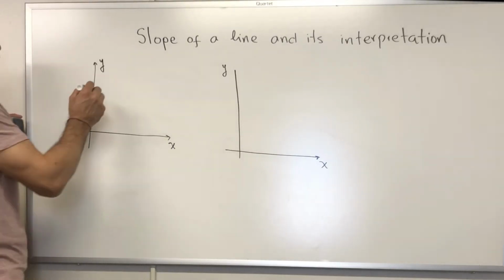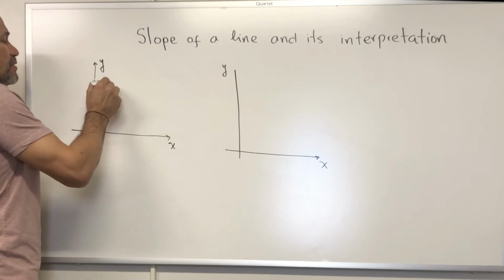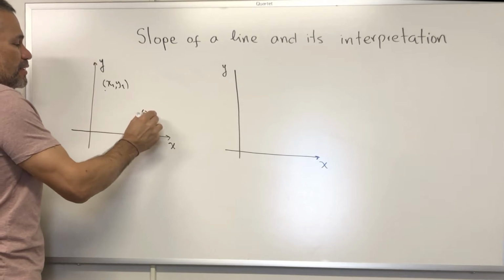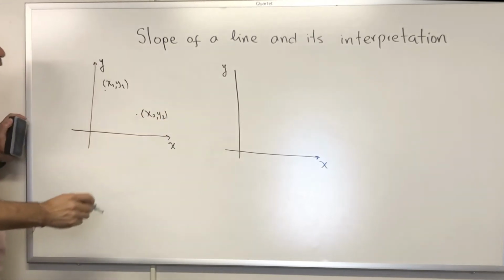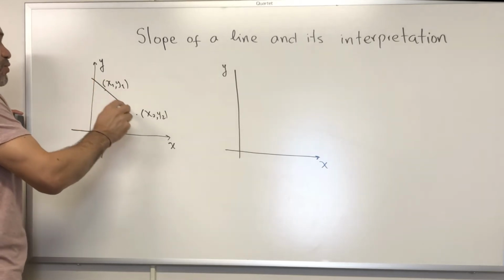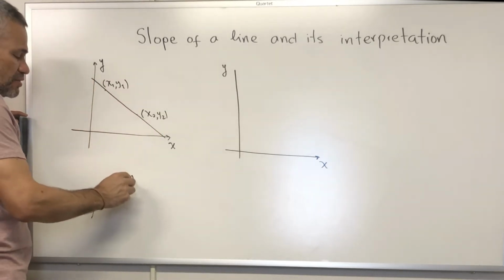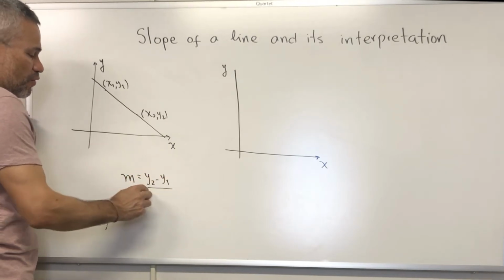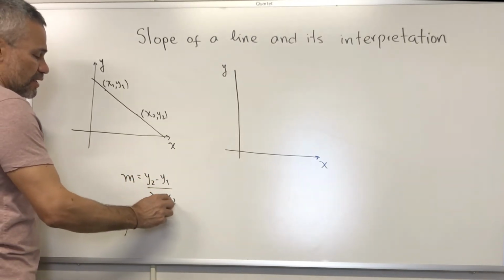If we have 2 points in the plane, x1, y1 and x2, y2, and we want to compute the slope of the line that goes through these 2 points, then we just use this formula, y2 minus y1 over x2 minus x1.